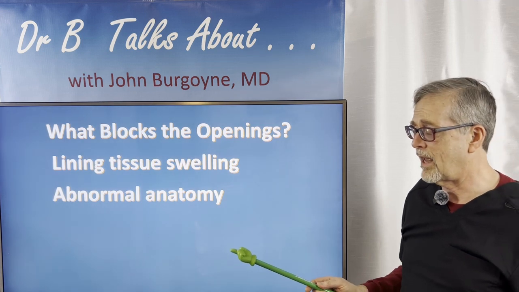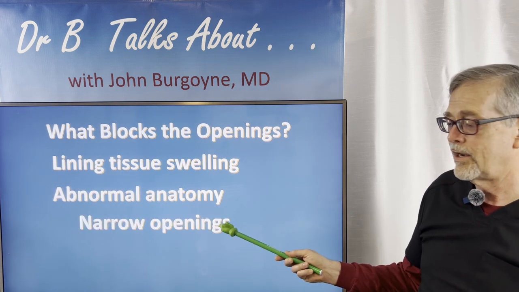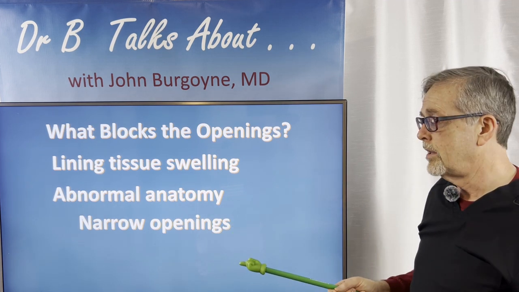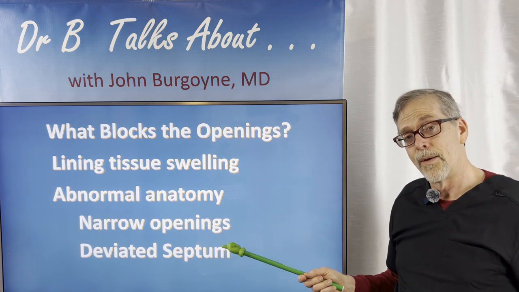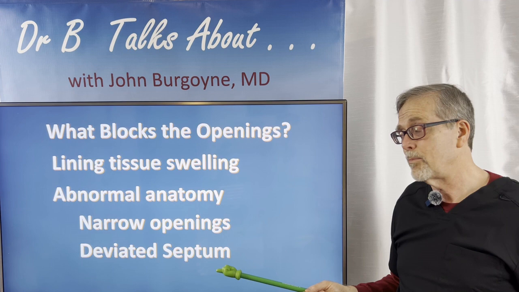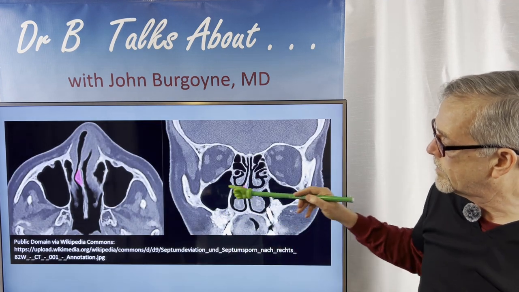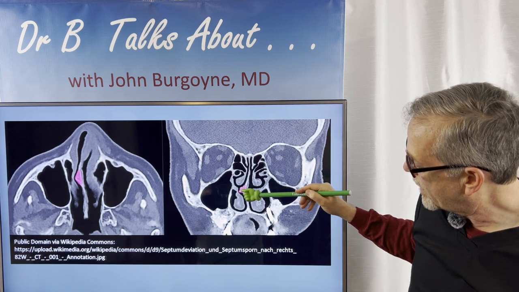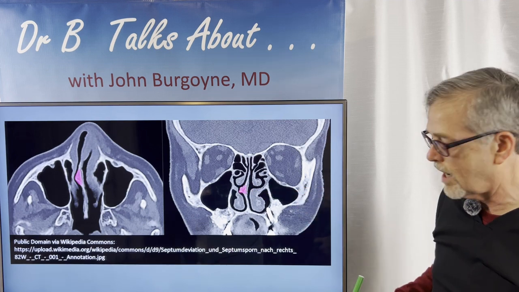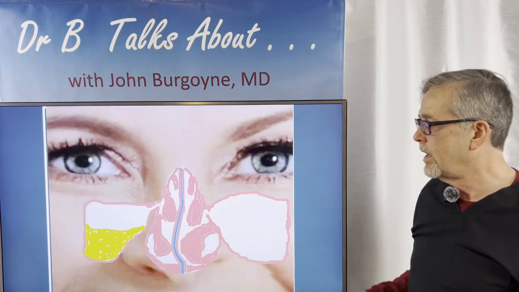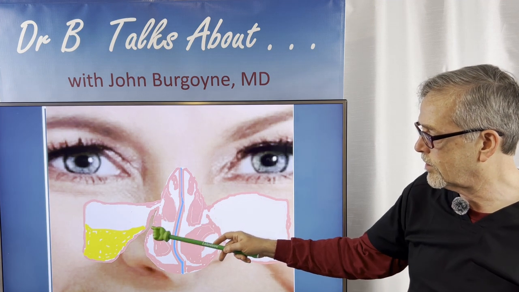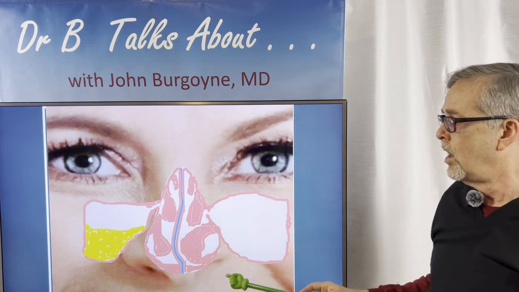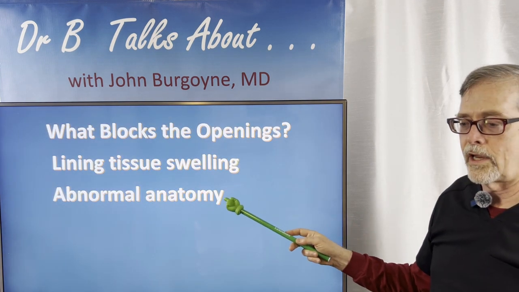You can also just have an abnormal anatomy problem. Like you can have narrow openings that are just narrower than they should be, so they're easier to get blocked. You can have a deviated septum that can make it so that the opening has a harder time being open. You can imagine that if the sinuses were trying to drain here, and you have this big glob blocking over to the side, it can make it harder to drain. So if you have that crooked septum and that's pushing things over, even though your opening itself might be okay, you can still get a sinus infection. So lining tissue swelling, abnormal anatomy.